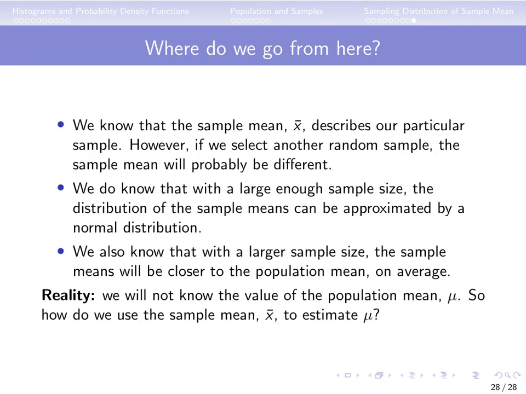So where do we go from here? What we've seen is that the sample mean describes our particular sample, but if we collect another random sample, its sample mean will probably be different. We do know that with a large enough sample size, the distribution of the sample means can be approximated by a normal distribution. We have also seen that the standard deviation decreases as sample size goes up. So the sample means will be closer to the population mean on average if you have a larger sample size. Now, what happens in reality is that you don't know the value of the population mean.